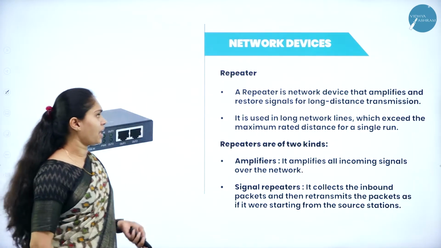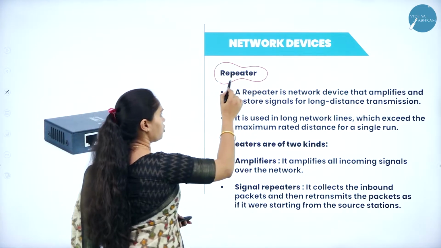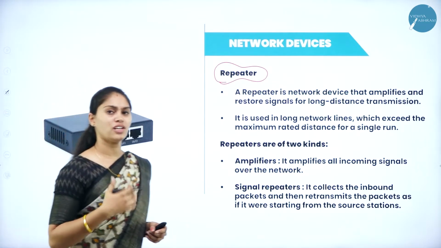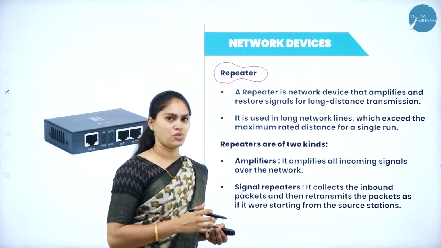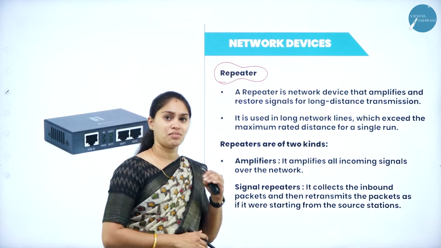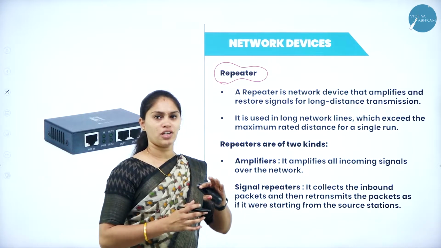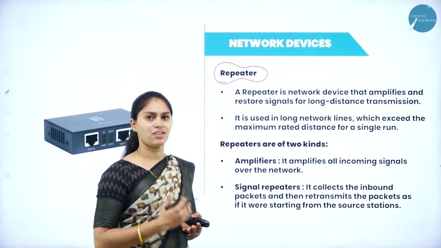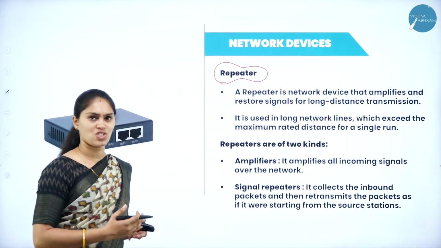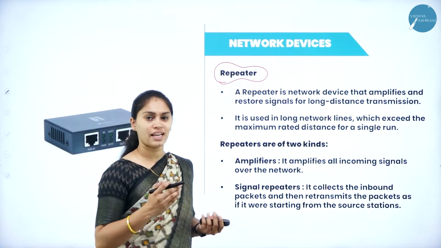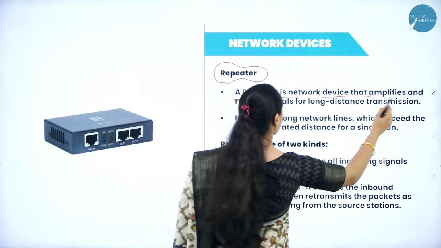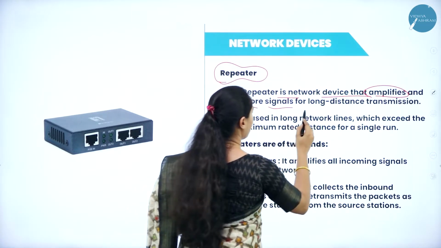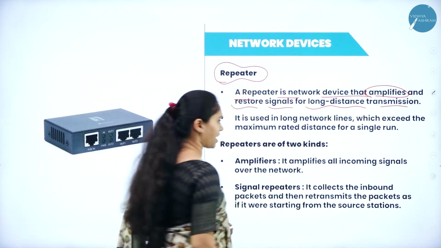So next we have a repeater. Already we know about the repeater. In order to strengthen the signal, we are going to use this repeater. If we are using a repeater in a network, it helps the signal get strengthened, and we can send the data and information over a longer distance in the network. A repeater is also a network device that amplifies and restores the signals for long distance transmission.